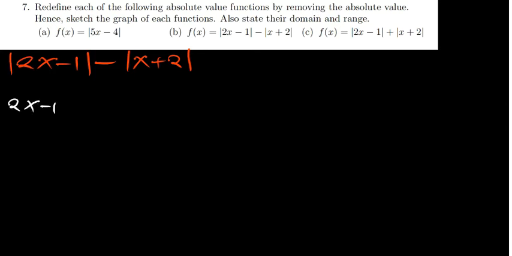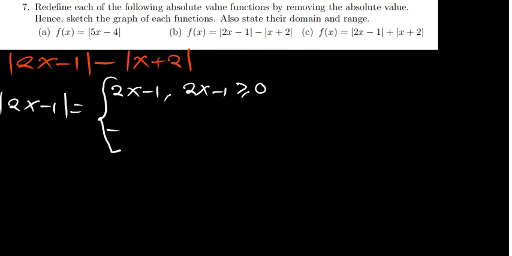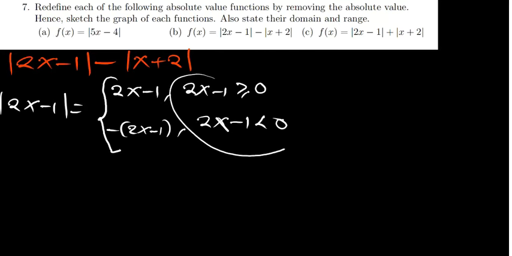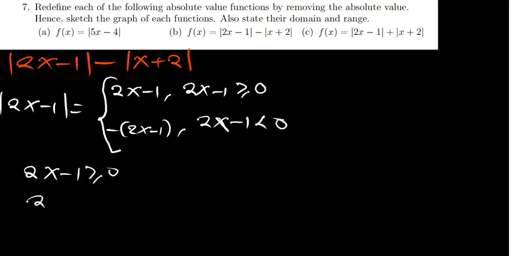2x minus 1. If I multiply by a positive, this 2x minus 1 has to be greater than or equal to 0. Then for the other one, I'm going to multiply by a negative: 2 minus x, sorry, 2x minus 1 has to be less than 0. Now I have to solve for x. I have 2x minus 1 greater than or equal to 0, so 2x will be greater than or equal to 1. Then x will be greater than or equal to 1 over 2.